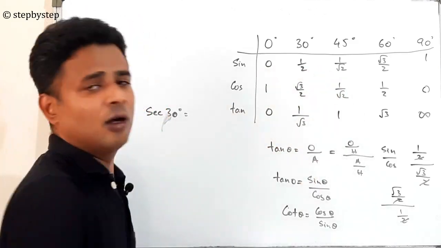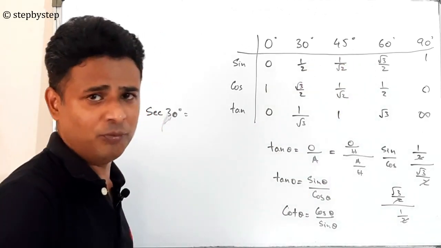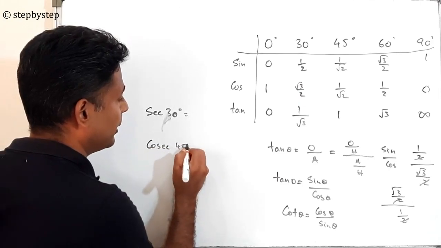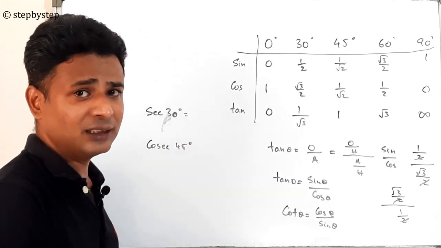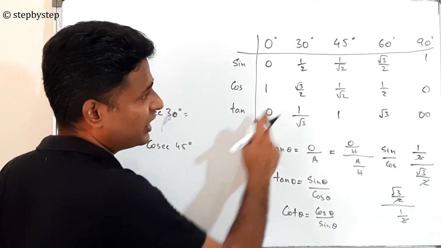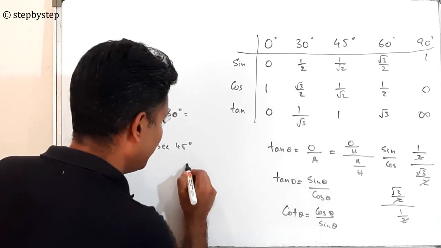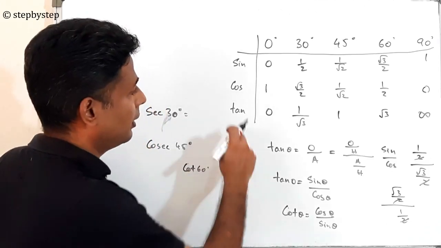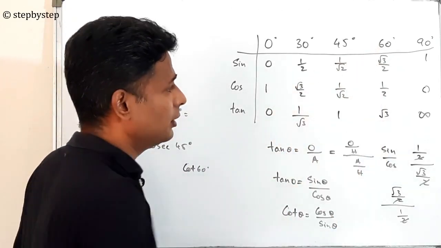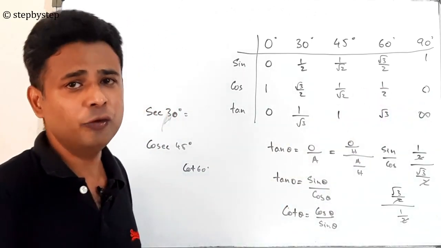If you know this table, all you have to do is, if they give you secant, cosecant or cot, you just have to take the reciprocal from this table. For example, if they ask you cosecant 45 degree, what is cosecant? Reciprocal of sine. So sine 45 is 1 by root 2. So cosecant 45 will be root 2 by 1, which is nothing but root 2. Same way, if I tell you find cot 60 degree, cot is reciprocal of tan. So tan 60 is root 3. So cot 60 will be 1 by root 3, which is reciprocal of root 3.